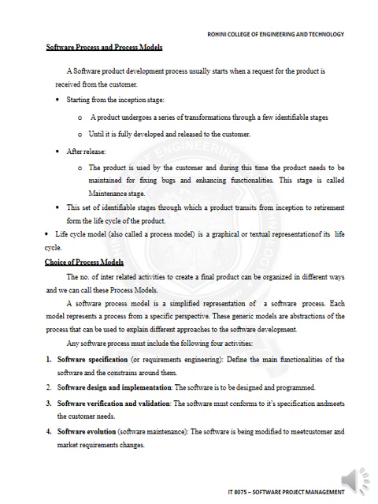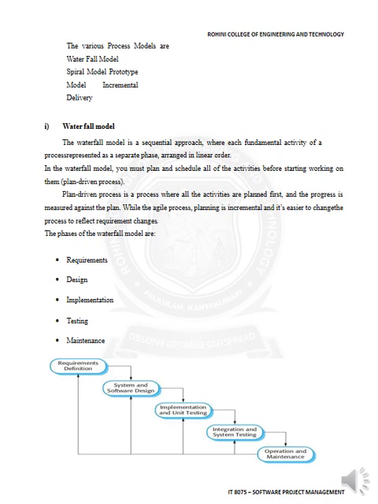A software process must include the following four activities. Software specification: define the main functionalities of the software and constraints around them. Software design and implementation: the software is to be designed and programmed. Software verification and validation: the software must conform to its specification to meet the customer needs. Software maintenance: the software is maintained to meet the customer and market requirements. The various process models are the waterfall model, spiral model, and incremental delivery.